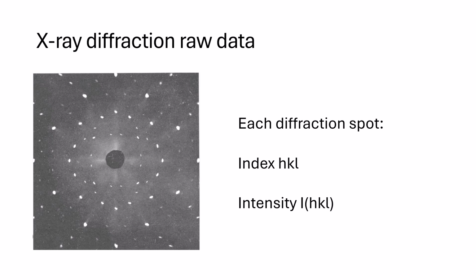When X-ray passes through a crystal, it deflects into many spots. Each spot is indexed by three integers h, k, l. The intensity of the spot is measured. The intensities at all deflection spots make up a raw data set.